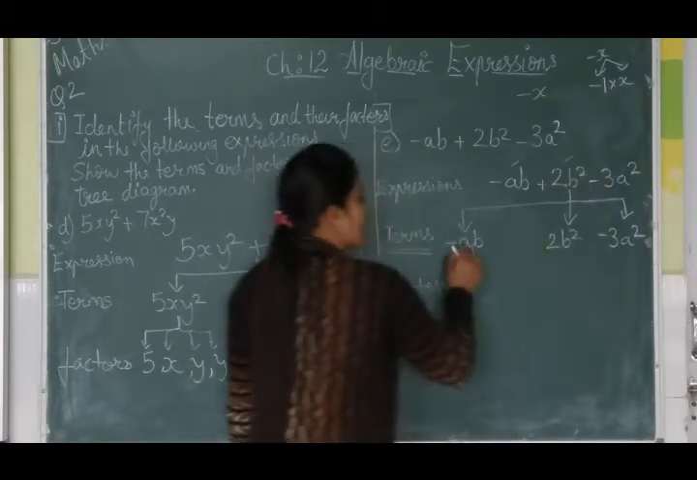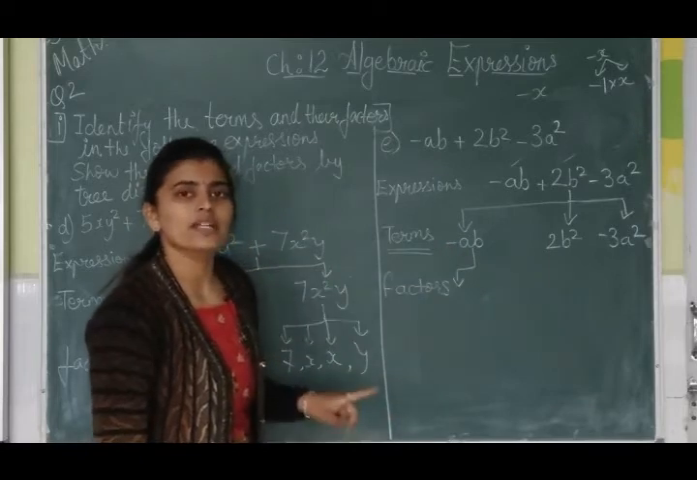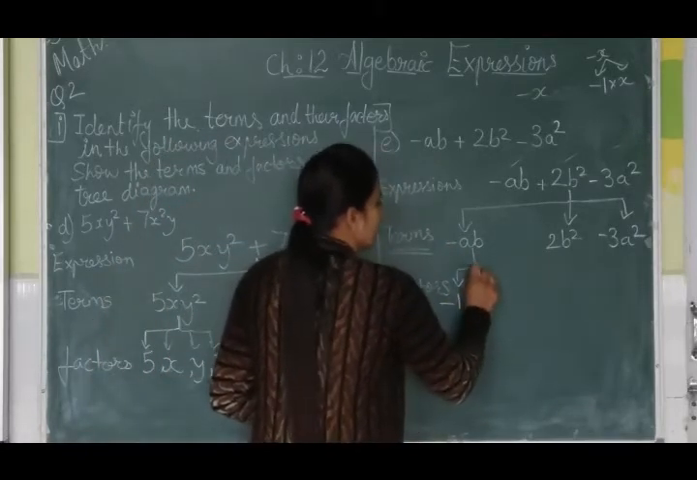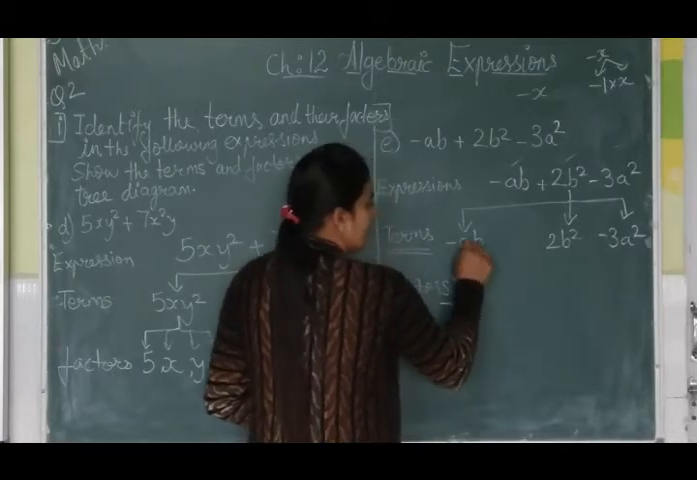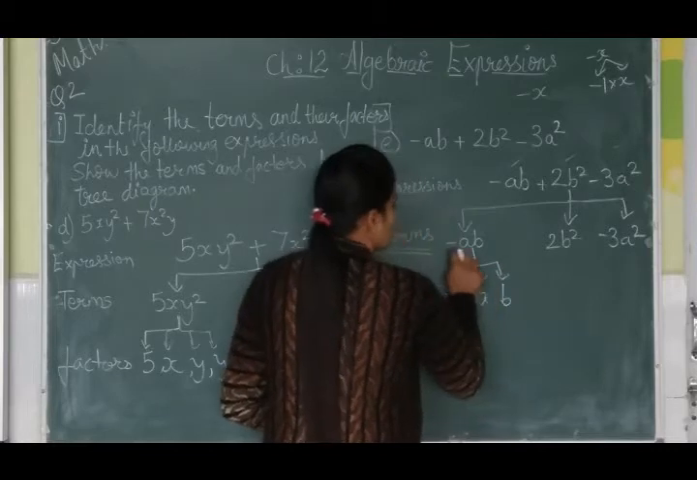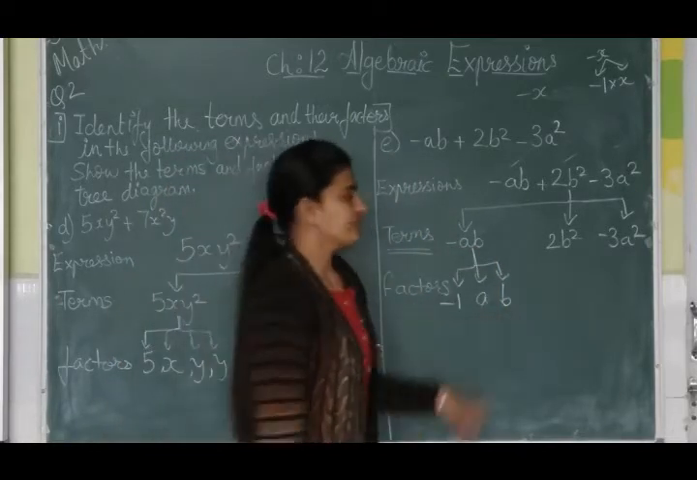So the factors of minus ab will be, first, minus. So minus ab is nothing but minus 1 times a times b. So the first factor will be minus 1. Next is a, and the third one is b. So the factors of minus ab are minus 1, a and b.